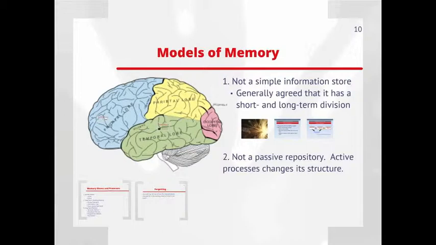Secondly, memory is not a passive repository. The active use of memory changes its structure. And third, and not least, it's affected by the type of material to be stored. If we try to store the material, or encode it into our long-term memory, by mulling over it in more ways, it may become easier to retrieve.